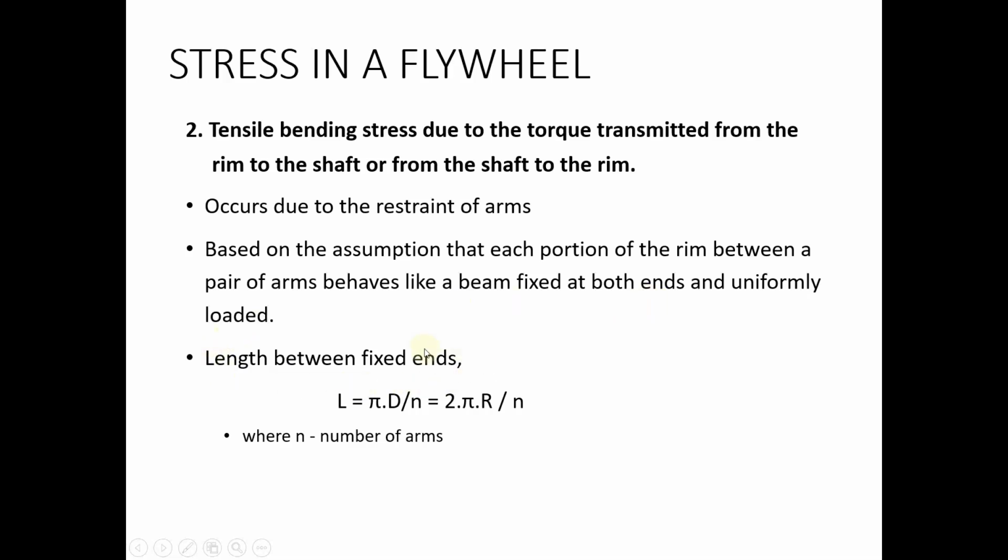And if we consider the length between the fixed ends as L, then L can be written as pi d by n, where d is the diameter, or r is the radius of the flywheel. So we can write the expression as L is equal to 2 pi r by n, where n is the number of arms. So this is the case of a flywheel where it has arms. In case of a web section, it is difficult to find out using this expression, but in the case of flywheel with arm structures, we can write n as the number of arms.